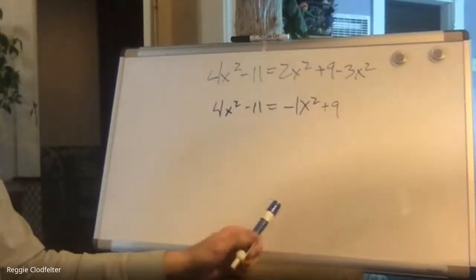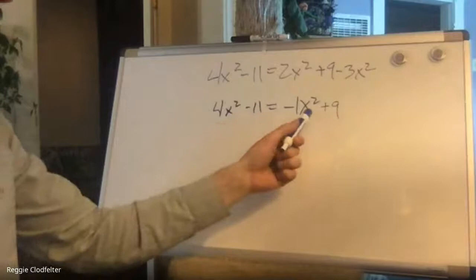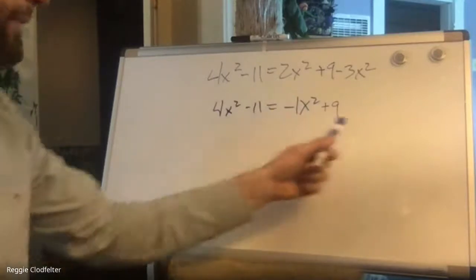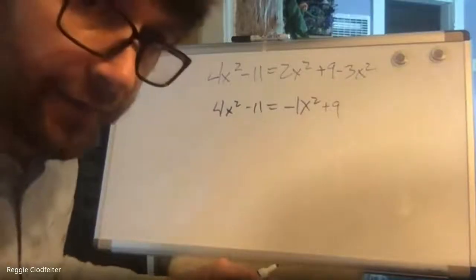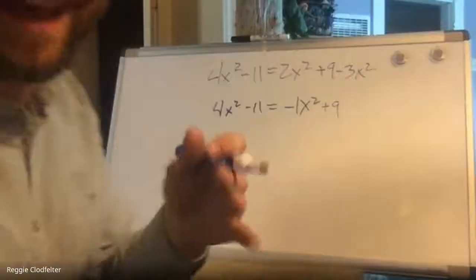So now I want to get my x's on one side and my numbers on the other. Doesn't matter the order you do it.